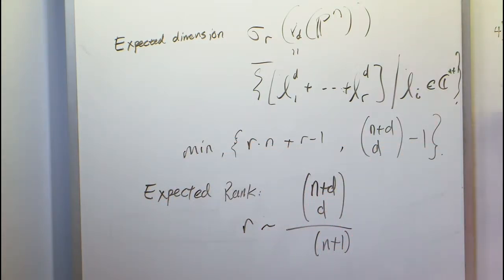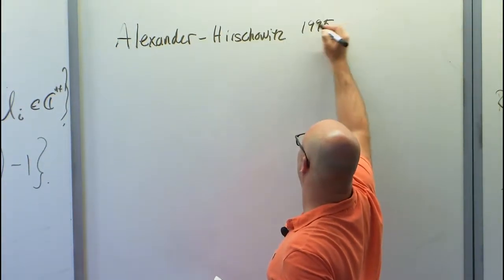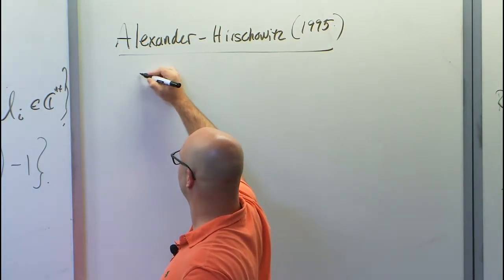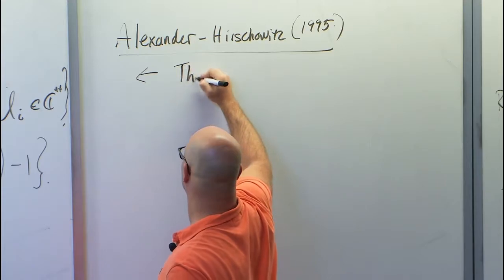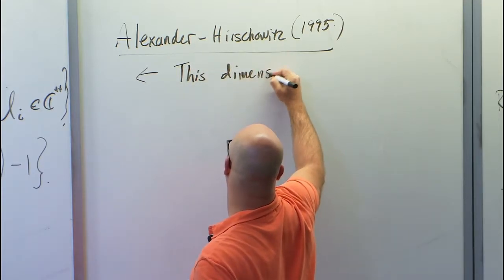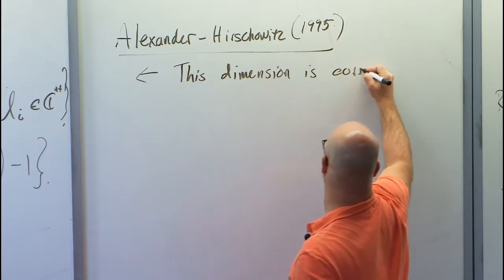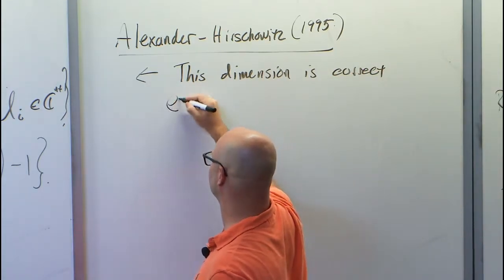Okay, but this could fail. So why did I say expected rank? And I said last time that for the Segre variety, arbitrary number of factors, we don't know exactly when the expected rank is the actual rank. We don't know if the expected dimension is the expected dimension. Let me just point out that Alexander and Hirschowitz, around 1995, solved a 100-year-old problem that this dimension is correct, except for when it's not.